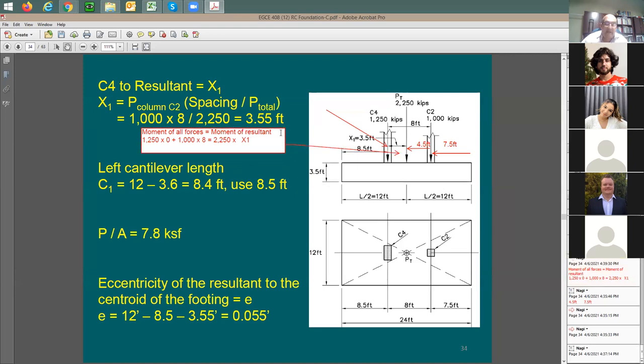Now let's look here for x1. So we're going to say x1 equals 1,000 times 8 divided by 2250, and this equals 3.55 feet. Any questions? No questions.